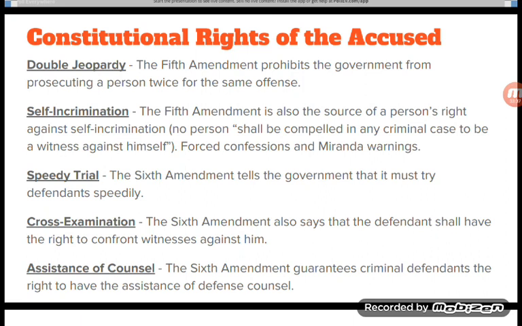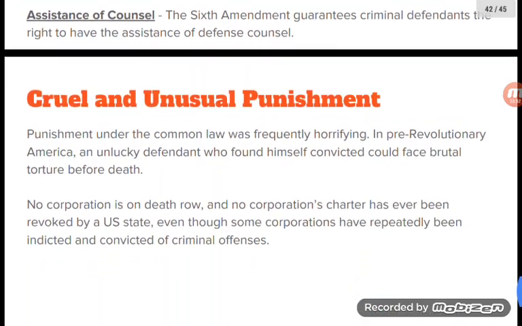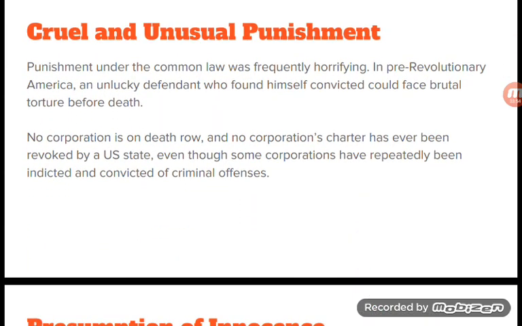Assistance of counsel. Sixth Amendment, here again. Of course, the law is complex. Everything that I went through might be astounding to you, the complexities that we have in just this one chapter of business law. Cruel and unusual punishment. Not allowed.